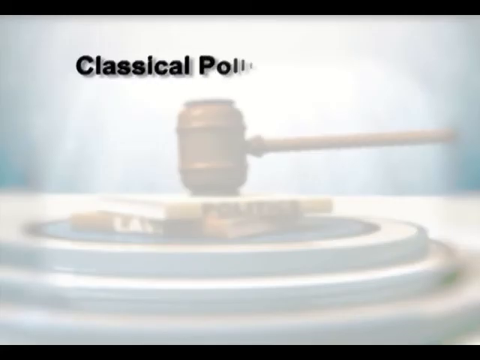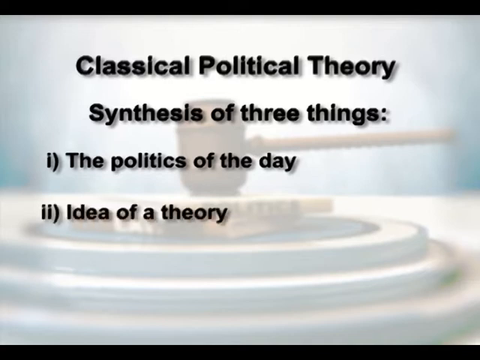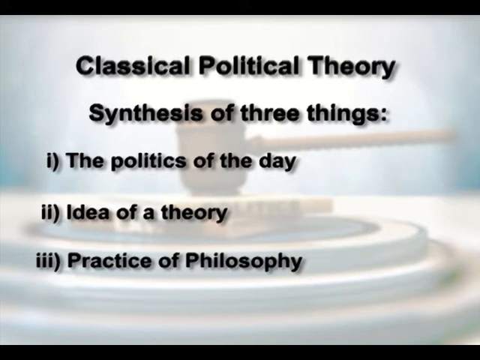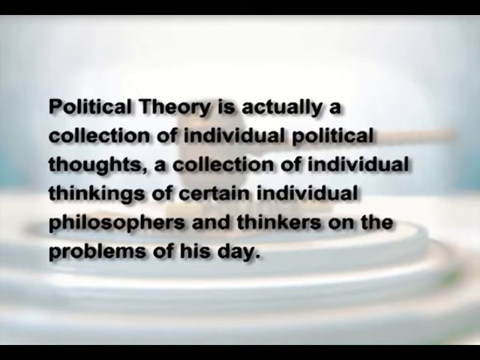And there was the classical political theory, a synthesis of three things: the politics of the day, then the idea of a theory, and then the practice of philosophy when they move into the world of universal statements, some kind of an ideal situation. So the three elements, step by step: politics, then some kind of theorization out of what they find in reality. Then on the basis of that theorization, they attempt to write a general observation regarding politics, not limited solely to their time and space, but stretching beyond that. And that's the way most of what we know today as political theory came about, a collection of individual political thoughts of certain philosophers and thinkers on the problems of their day.